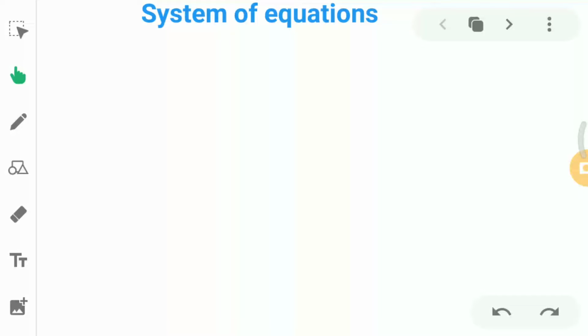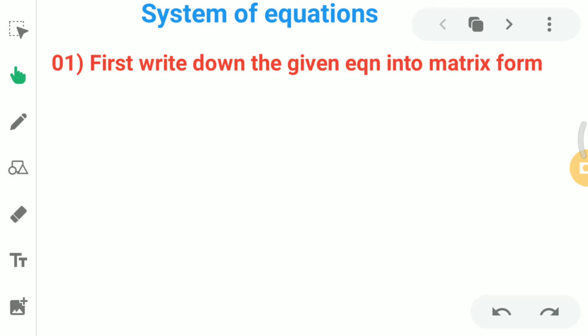Today we would like to solve a problem based on system of equations. For solving a system of equations, we need to follow three simple steps, friends. The first one is to write down the given equations into the matrix form. Equations will be given, and those equations need to be written in the matrix form.